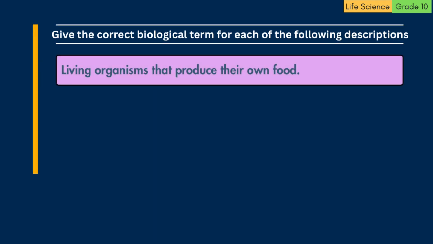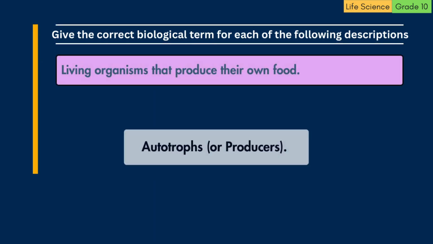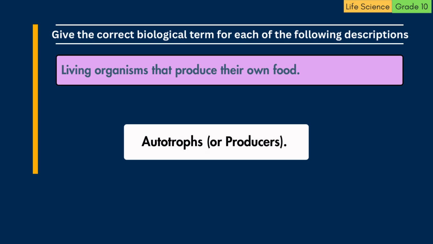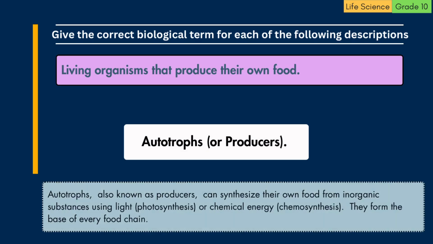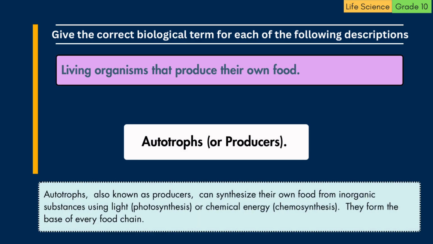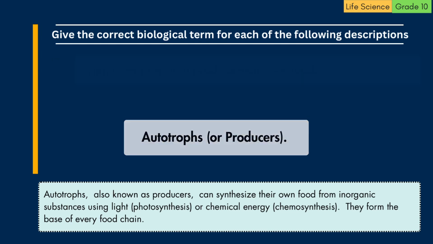Question: living organisms that produce their own food. The correct answer is autotrophs, or producers. Autotrophs, also known as producers, can synthesize their own food from inorganic substances using light, photosynthesis, or chemical energy, chemosynthesis. They form the base of every food chain.